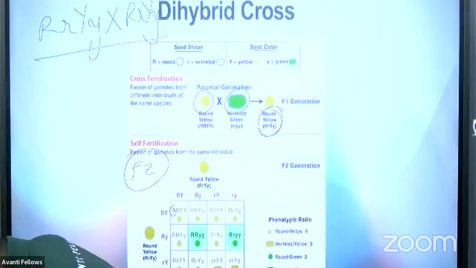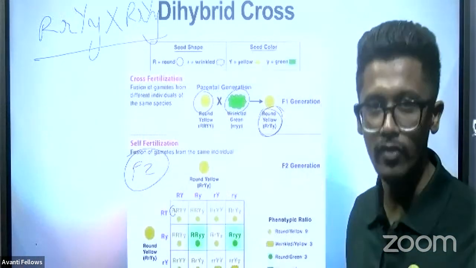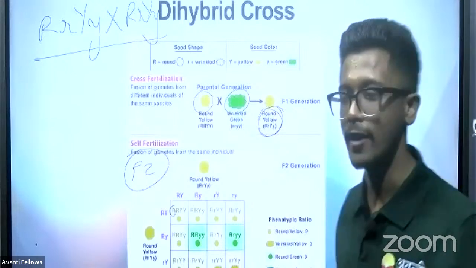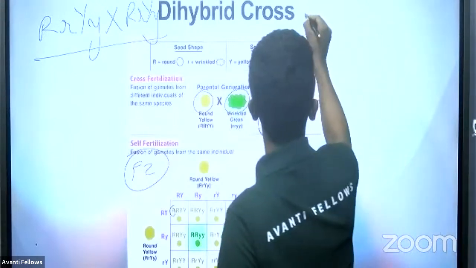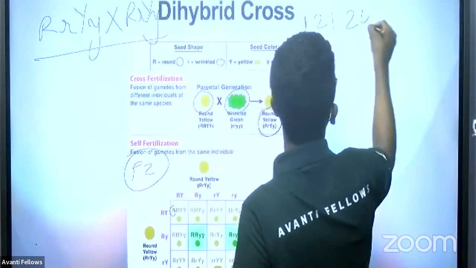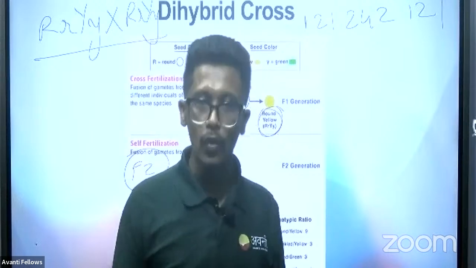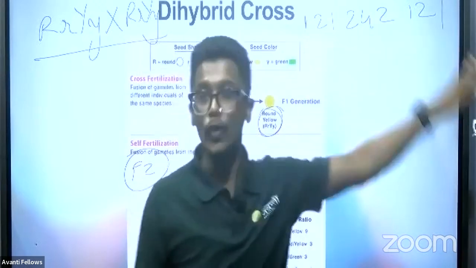Okay. 1:2:1, 2:4:2, 1:2:1. Excellent answer. It's a very simple one. Whenever a genotypic ratio is asked in your dihybrid cross, remember that it is 1:2:1, 2:4:2, 1:2:1. Simple, no? This is called the genotypic ratio.